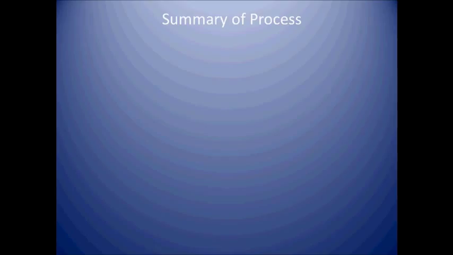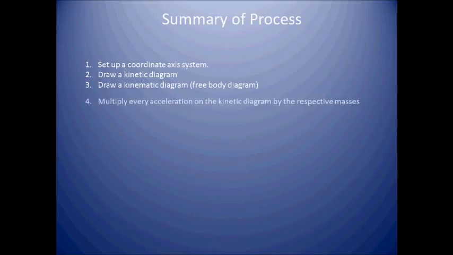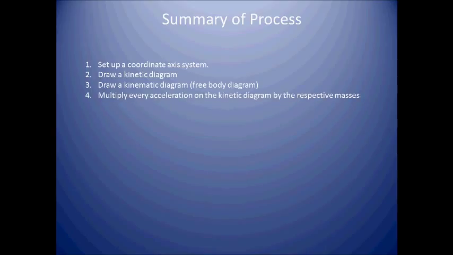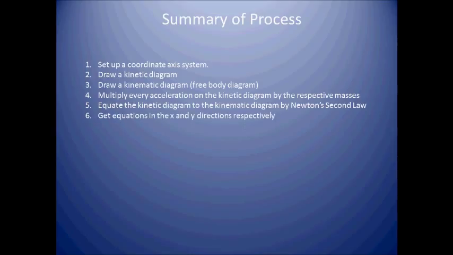So here you have a summary of the entire process to make it easier to understand. Just go through it once. We first set up a coordinate axis system. We then analyze the problem kinetically, then analyze it kinematically. We then multiply every acceleration on the kinetic diagram by the required mass. And then we equate the kinetic diagram to the kinematic diagram by Newton's second law. This is actually the most important step in the procedure. We then get equations in the x and y direction respectively and solve them to finally get our answers.